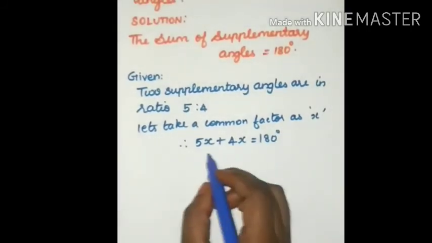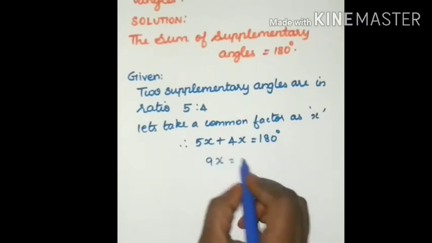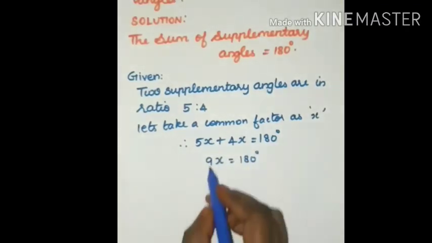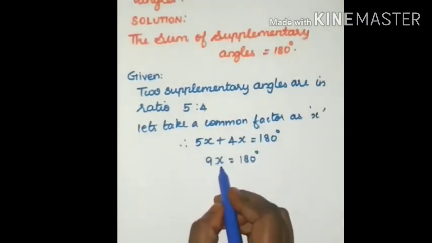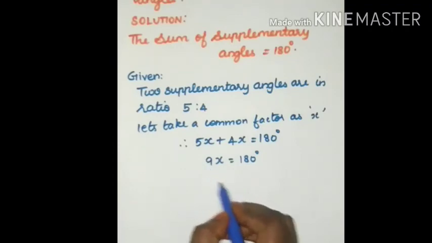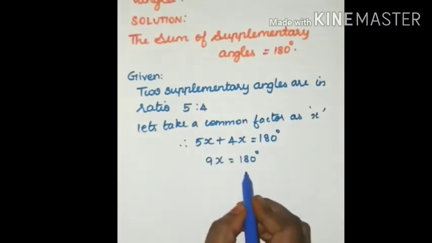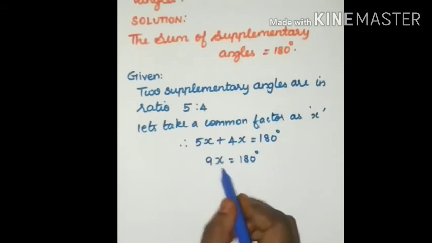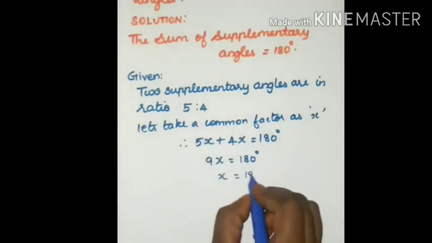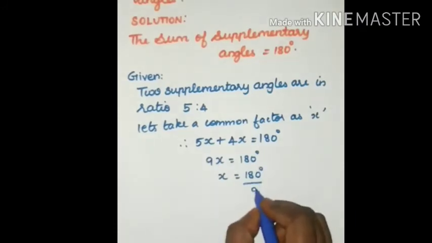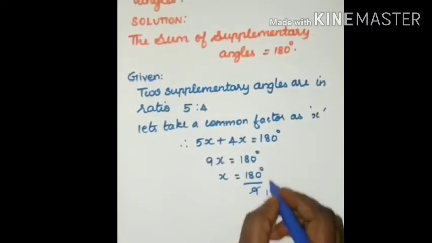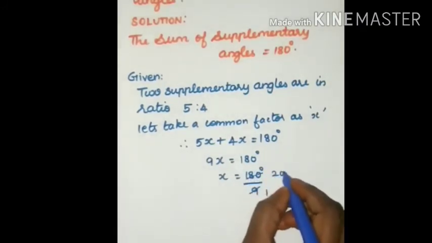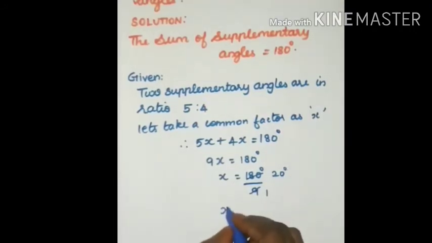5x plus 4x is what? 9x equal to 180 degree. Then the product of 9 into x. 9 will go to the right hand side, meaning it will change into division, because we have to find the unknown value x alone. x equal to 180 degree by 9. 9 ones are 9, 9 twenties are 180. So x equal to 20 degree.